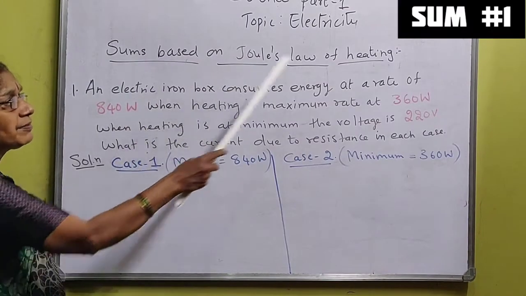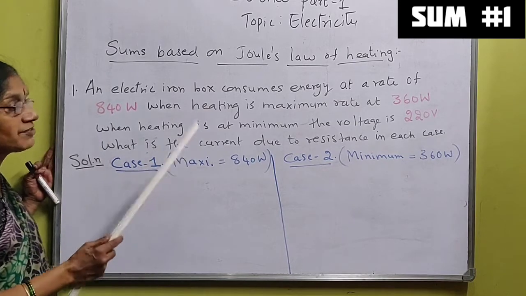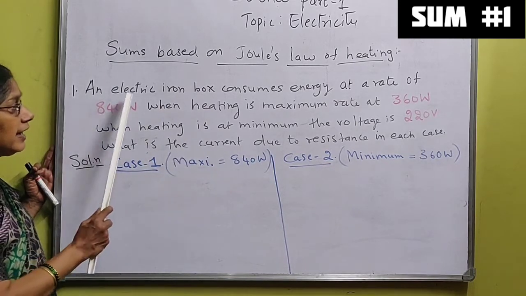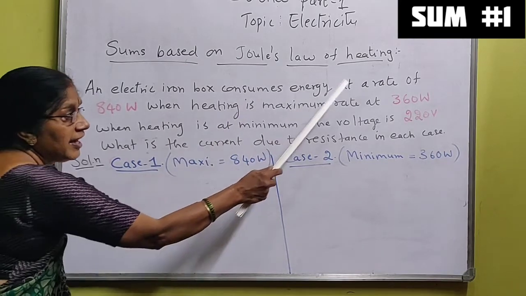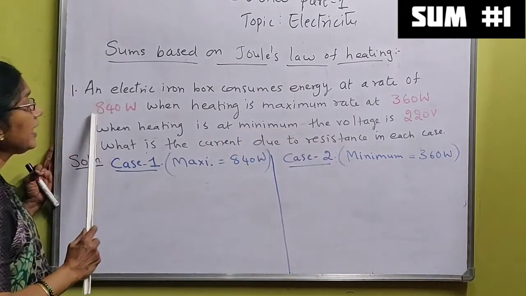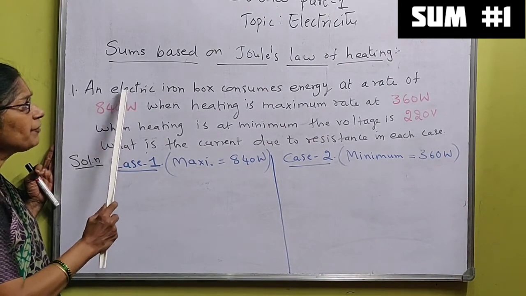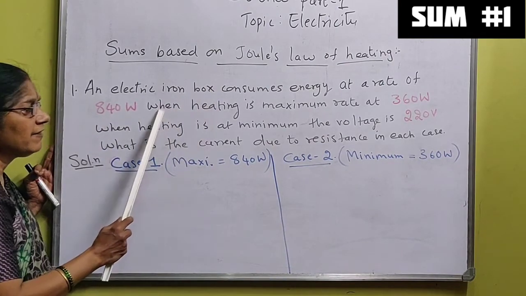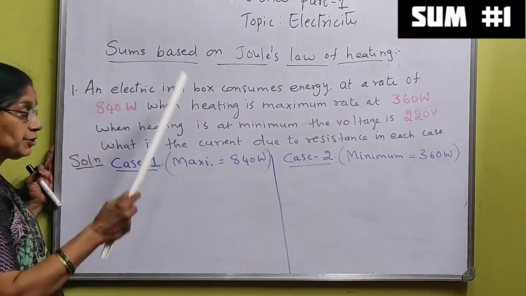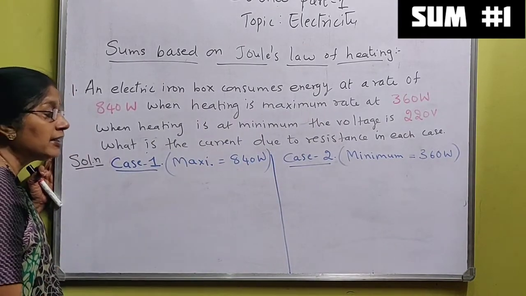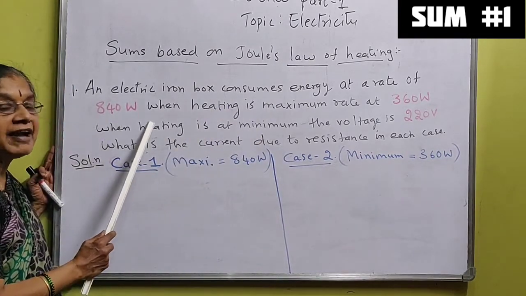Let us see sums based on Joule's law of heating. First sum, let us try to understand what is given. An electric iron box consumes energy at the rate of 840 watt. 840 watt is the power of the electric iron box when heating is at maximum rate. So when you switch on the iron box and the heat becomes maximum, the power used is 840 watt.